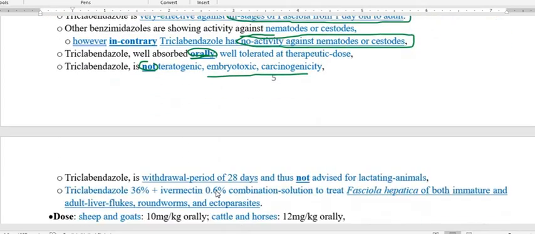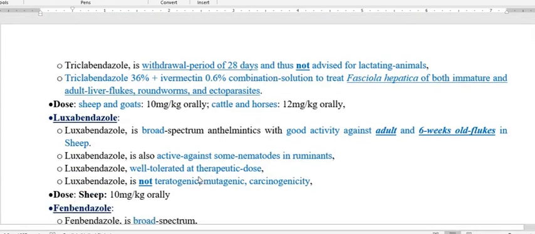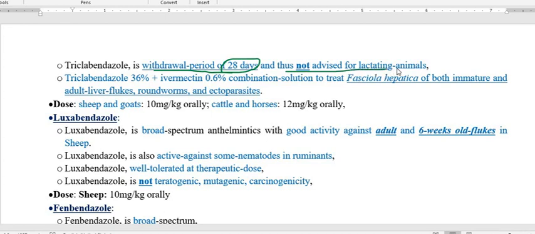So this is about triclabendazole. But another point with that, the withdrawal period is too high, 28 days. So be cautious when using it in lactating animals.